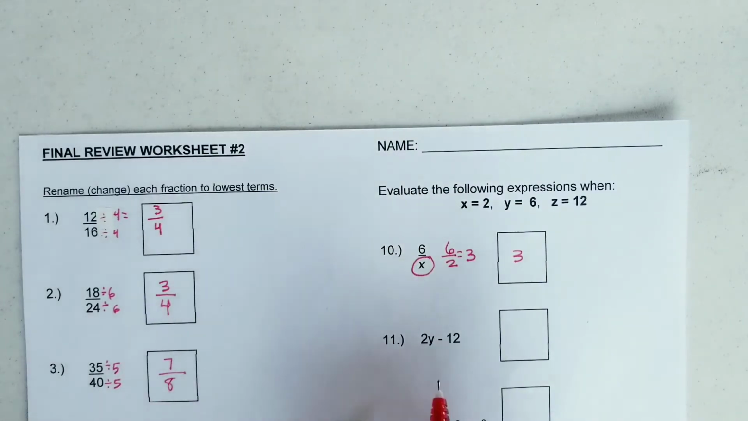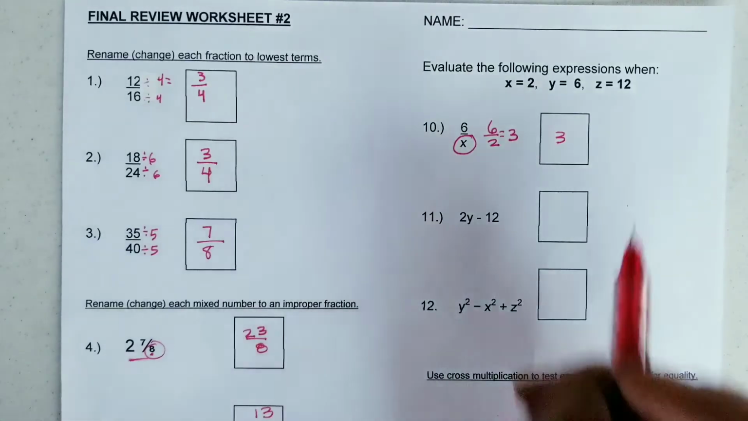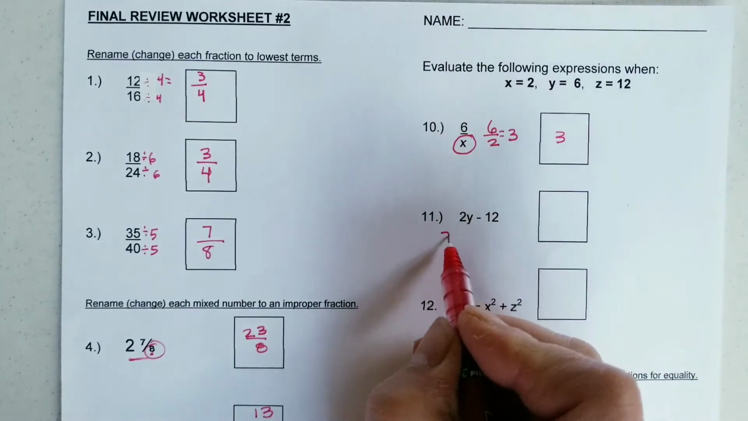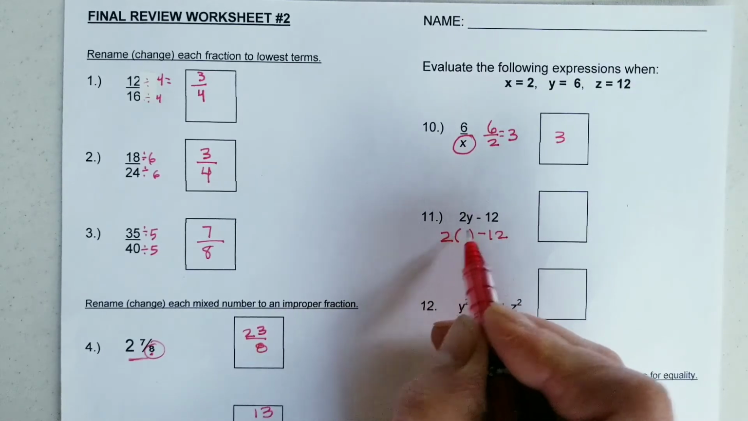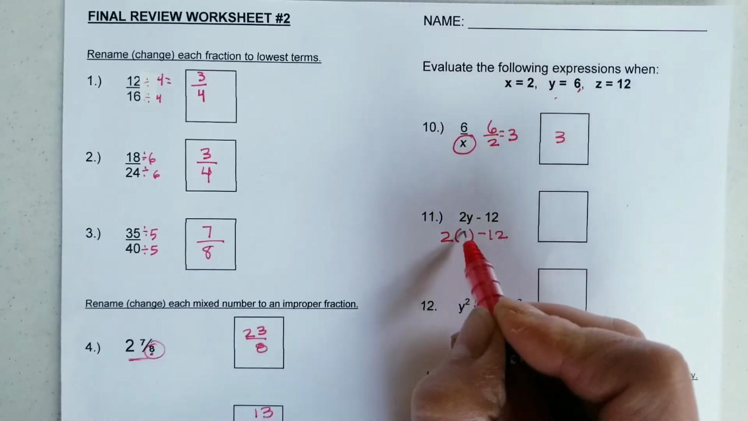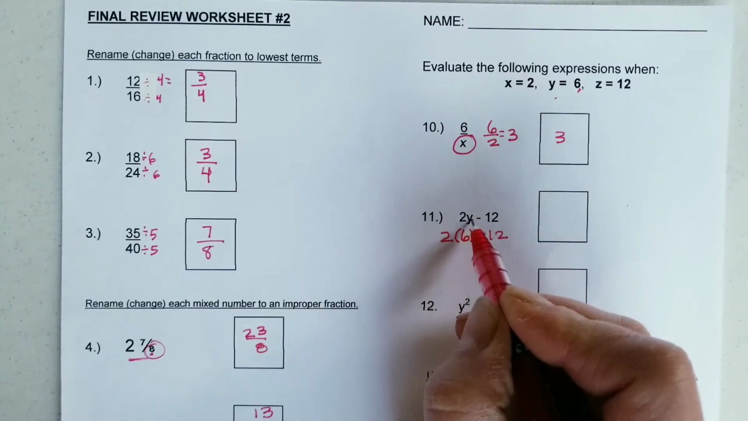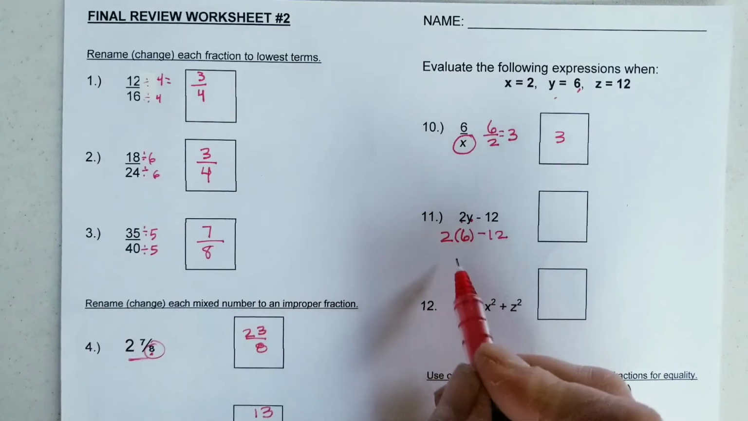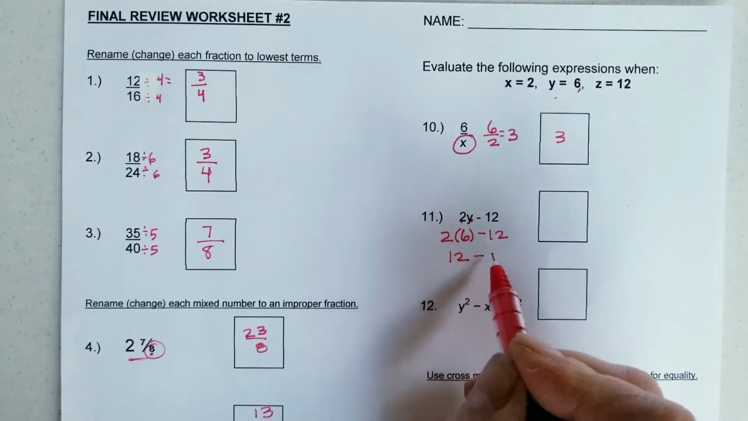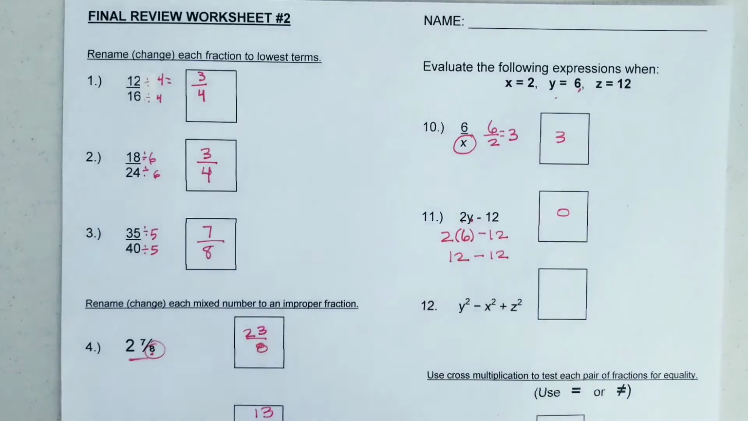Next we have 2y minus 12. Y equals 6, so I'm going to substitute 6 for y. 2 times y. When the number and the variable are together like that, that means multiply those two together. So 2 times 6 equals 12, and 12 minus 12 is 0.